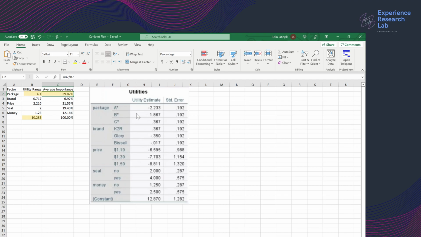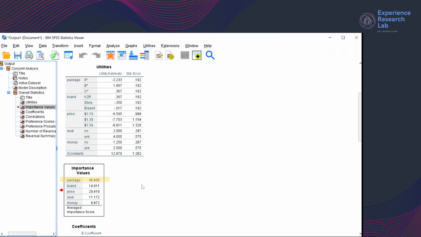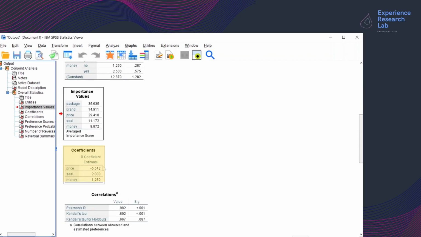followed by the price. The second table here shows a similar output. If you notice, the percentage is slightly different because the syntax uses the subject command. Nevertheless, the package and price are still the most important. The third table here is only for factors that use the linear command: price, seal, and money. The formula to calculate the coefficients of the most preferred level is pretty straightforward. Multiply the value with its utility score. The coefficient for carpet offer at $1.19, for example, is 1.19 times minus 6.595 equals minus 5.542.